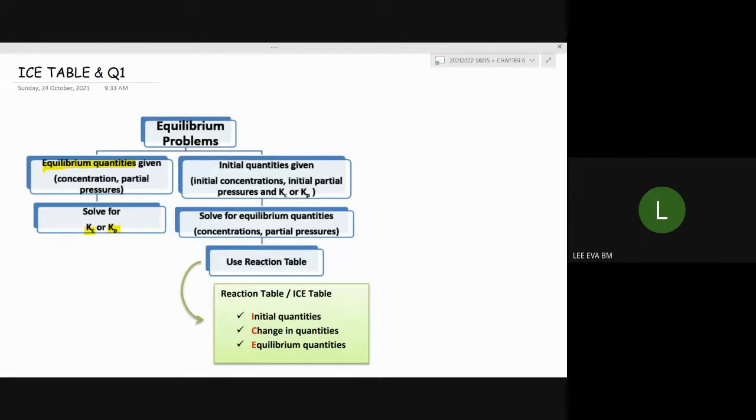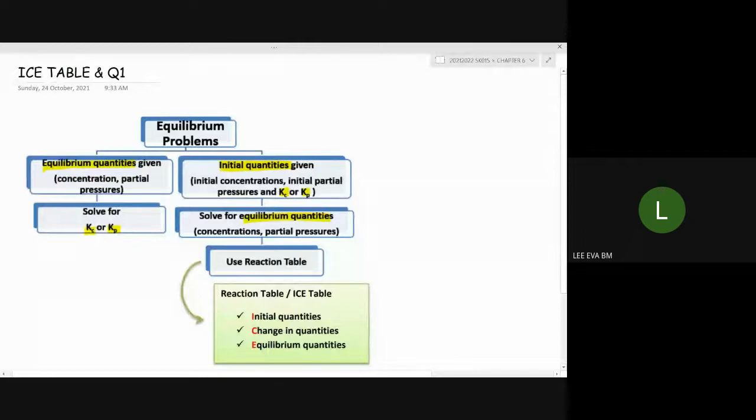Okay. But now, what if the question doesn't give you the concentration or the partial pressure at equilibrium, but it gives you initial quantity? That means it gives you initial concentration, nothing happened yet. The reaction doesn't happen yet. Or they give you the initial partial pressure, and then give you the value of Kc, Kp. So we need to do something in order to get the value of your concentration or partial pressure at equilibrium. Sebab kenapa Madam suruh awak highlightkan perkataan equilibrium tadi. Okay, so solve the equilibrium quantity.